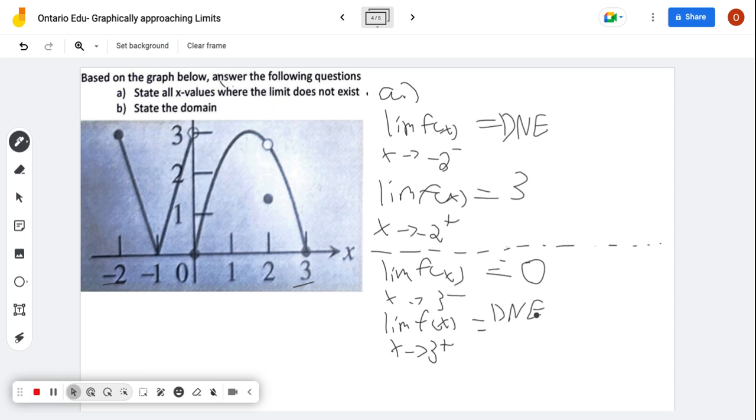Alright, from the right hand side, there is no graph, and since there is no graph that we can approach it from, therefore it does not exist. So far, these are two x values where we have concluded that the limit does not exist. Now, let's check if there's more.